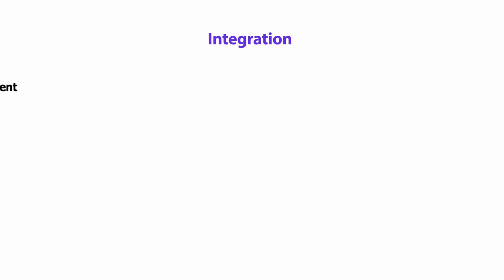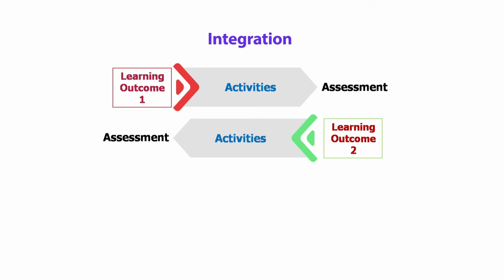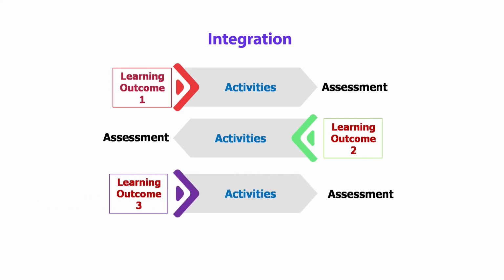For your program, modules, courses, or whatever, you decide your learning outcomes, decide the activities that will achieve those learning outcomes where the students will be engaged, and decide the formative and summative assessment that you would like to carry forward to achieve those learning outcomes. Second learning outcome, it proceeds. Third learning outcome, it proceeds in a similar way. This is what is called an integration.